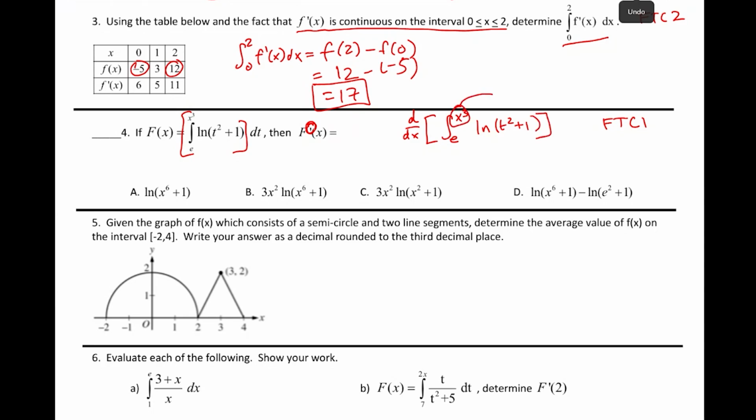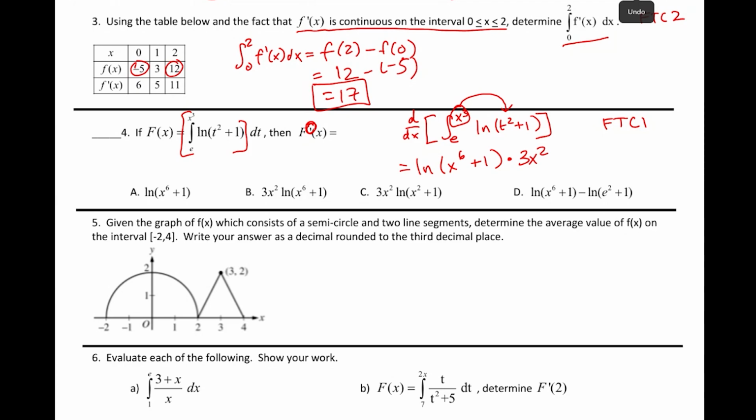We're going to substitute this x cubed into t, and that's going to be the natural log of x cubed squared. Anytime you raise an exponent to another exponent, you're going to multiply those exponents. So 3 times 2 is 6. So this will be x to the 6th plus 1. And then we're going to multiply by the derivative of that upper bound, which is going to be 3x squared.